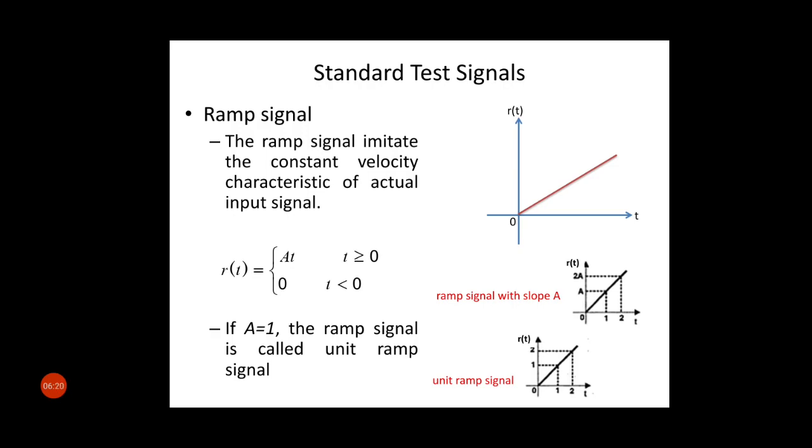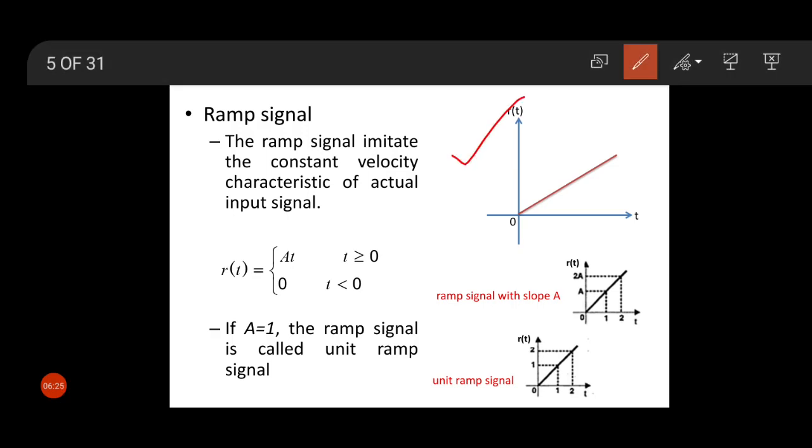The structure of the image of the ramp signal will be this. When t is greater than or equal to 0, we have a signal like this. It is increasing linearly with respect to time. When the value a equal to 1, this is called unit ramp signal. So this is the definition of ramp signal.